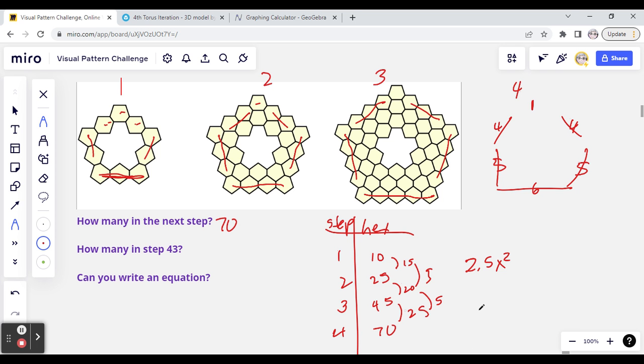I think maybe I'll do this as a fraction instead. 2.5 is 5 halves x, 5 halves. So I'm going to write 5x squared over 2, and then maybe there's something else that also will be over 2. What would we have to add? So in step 1, 5x squared would be 5. All right, so we would need 5 more.